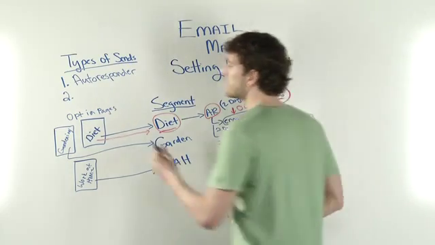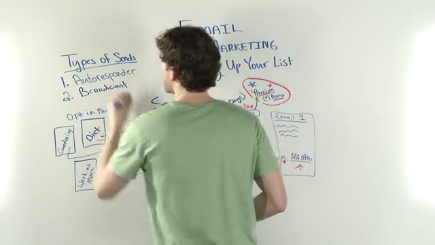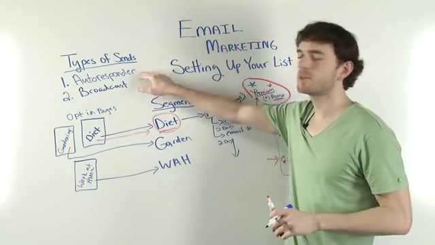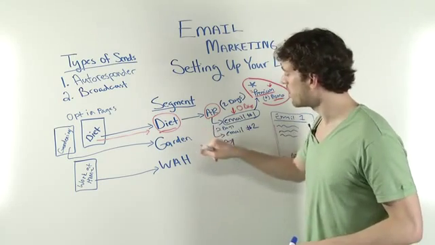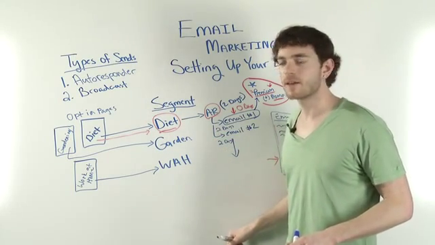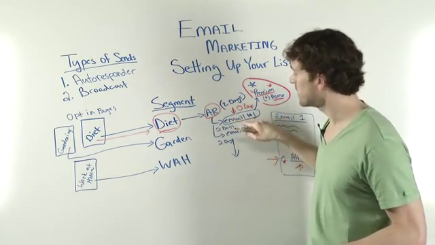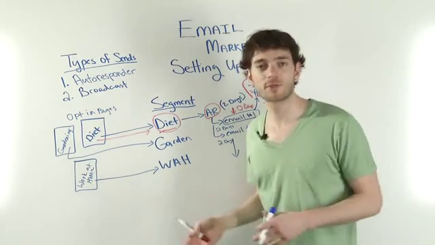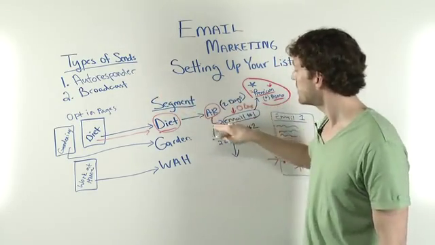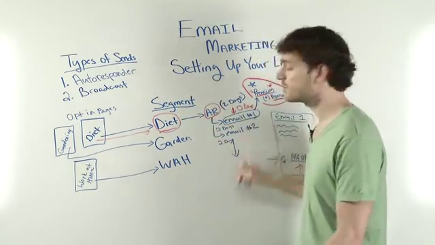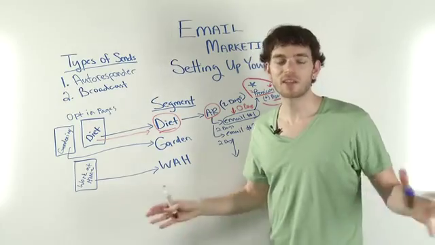Now, the other type of send is a broadcast. All right, now what's the difference? All right, well, here's the difference. An autoresponder goes out to people based on the time they joined your list. So if you have 10 emails here and they're all set to go out every 2 days, right? Then that means if this person, let's say person A, joins your list today, they're going to get email 1 today and they're going to get email number 2 2 days from now. But if somebody comes and joins your list tomorrow, well, then they're going to get email 1 tomorrow and they're going to get email 2 2 days from tomorrow. See what I mean?